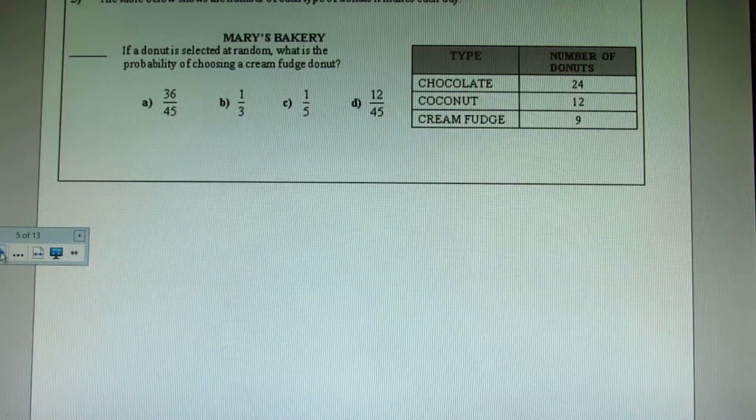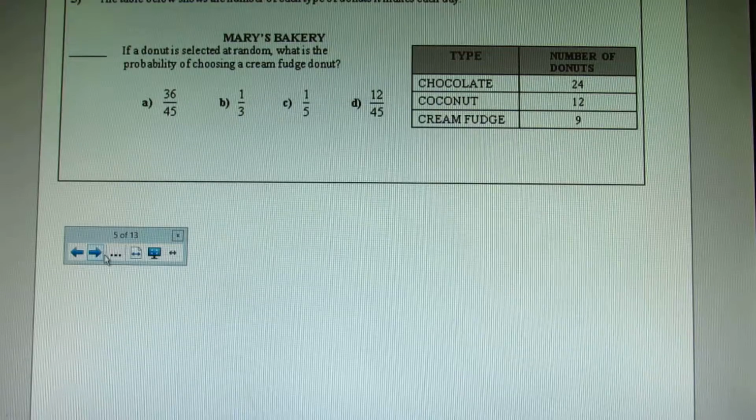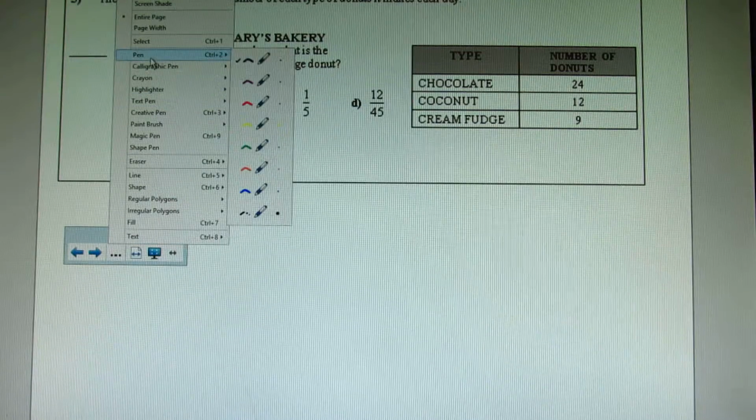Next page. Again, if you didn't get to this part yet, or not everyone's up to this part yet, just pause the video and come back to it when you are.